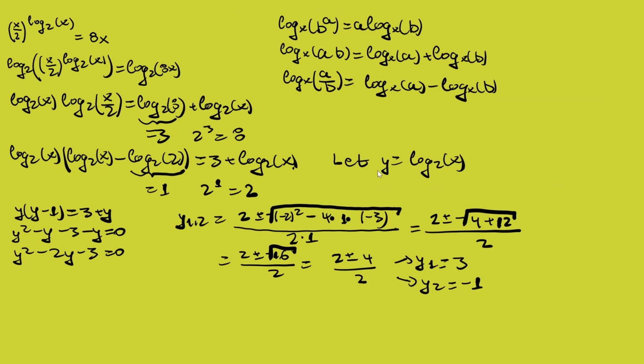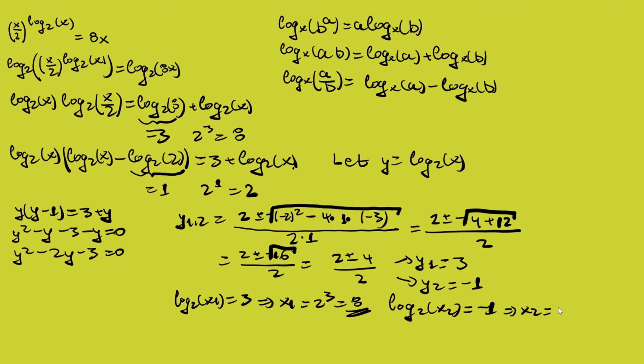But we want to solve our equation for x. So we go back here, and we write down that log base 2 of x1 equals 3, or x1 equals this to the power of this, or 2 to the power of 3, which is 8. And we also write down that log base 2 of x2 equals minus 1, or x2 equals 2 to the power of minus 1, which is 1/2. And that's it.